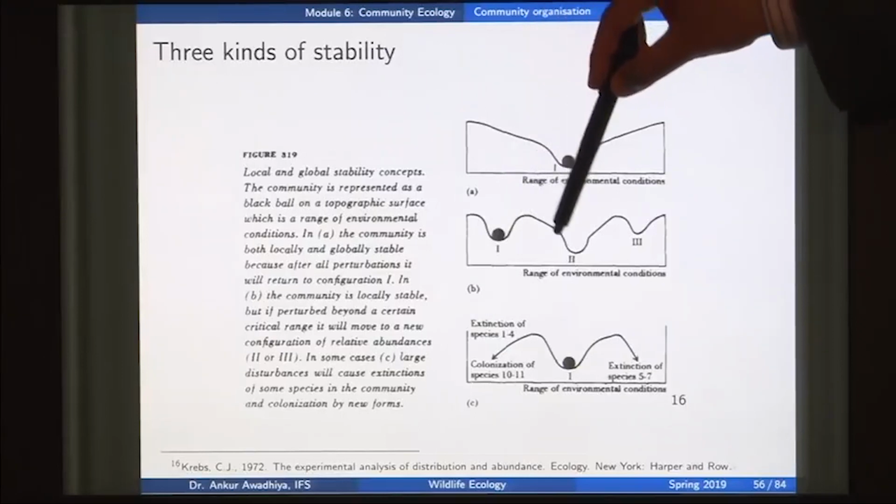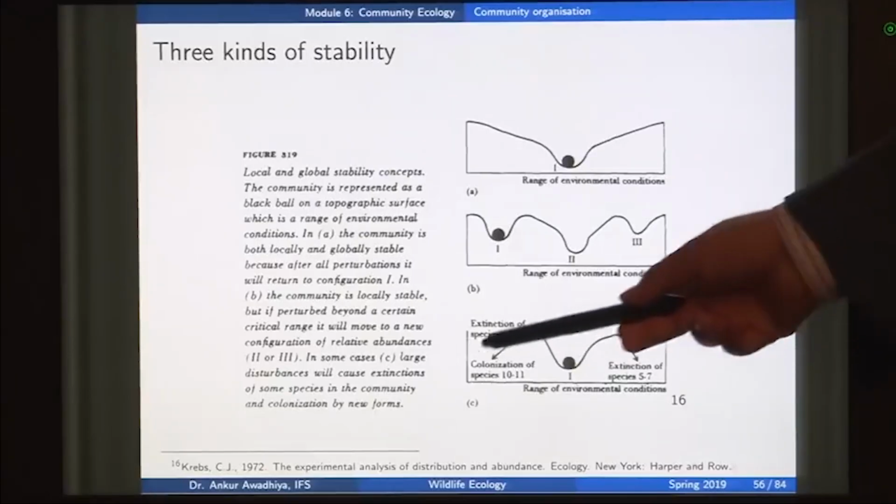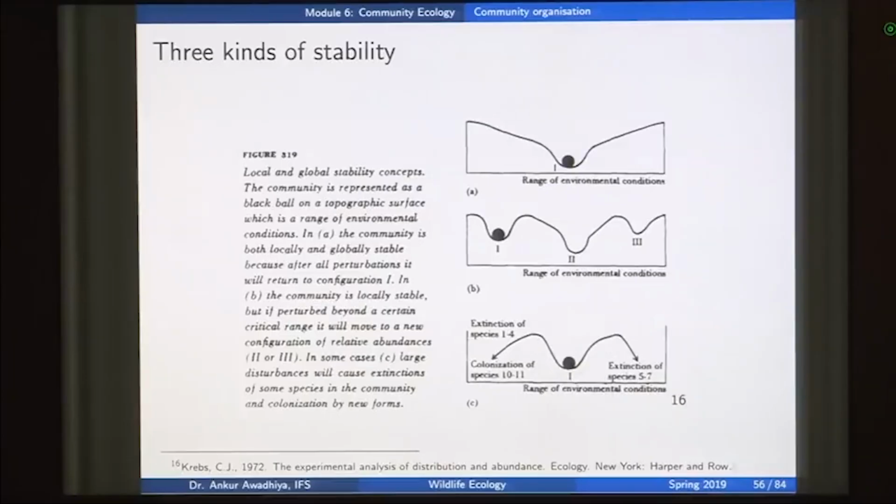If you have a larger change, the community will change and become another community. And if the changes are very large, then you will have extinction of some species, or maybe colonization by some new species. So, it will become a very different community altogether.